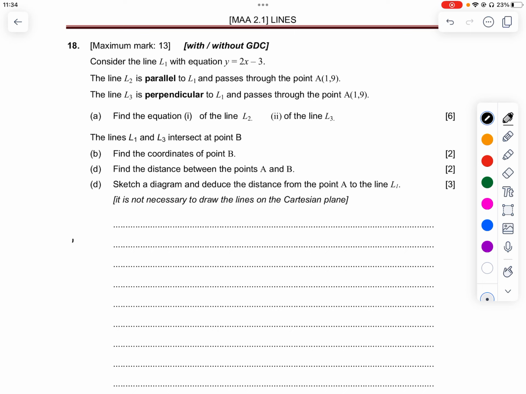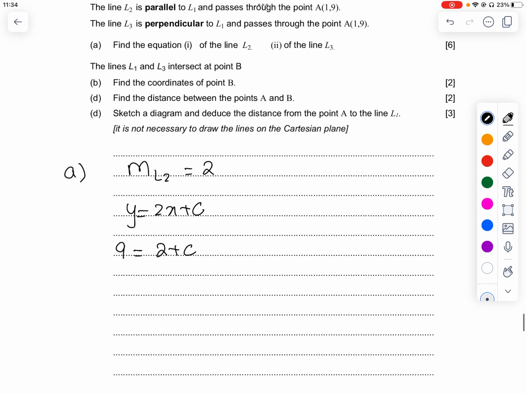So for part A, it should have the same gradient, which is 2. And so it should be y equals 2x plus c, but passes through 1, 9. So 2 plus c, so c equals 7. So I will be getting the equation as y equals 2x plus 7.